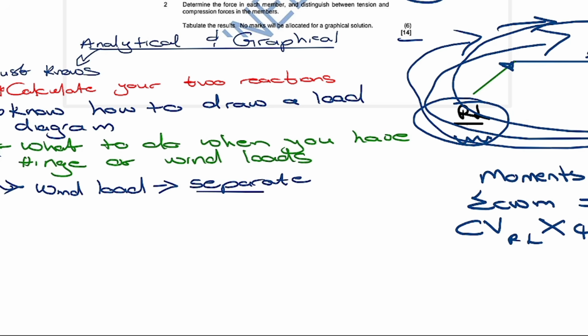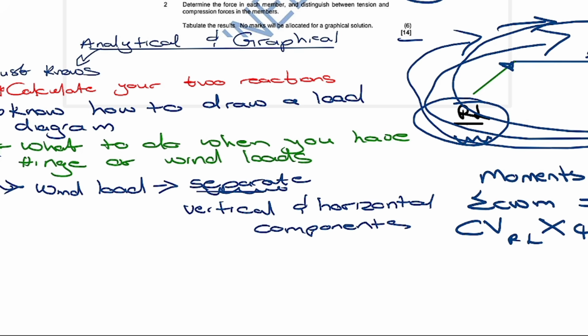I don't know if this is the spelling. We long finished doing English. So the wind load, you need to separate it into its two components: the vertical and horizontal components.